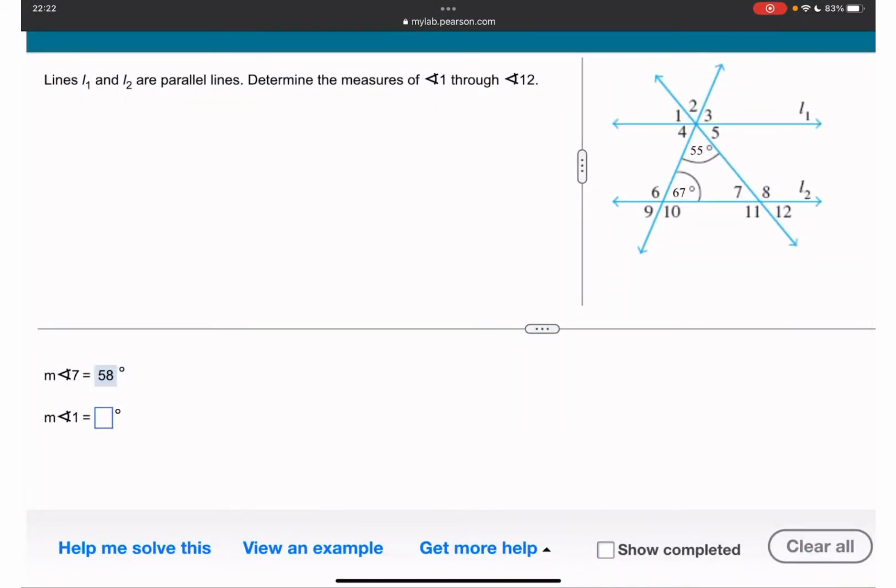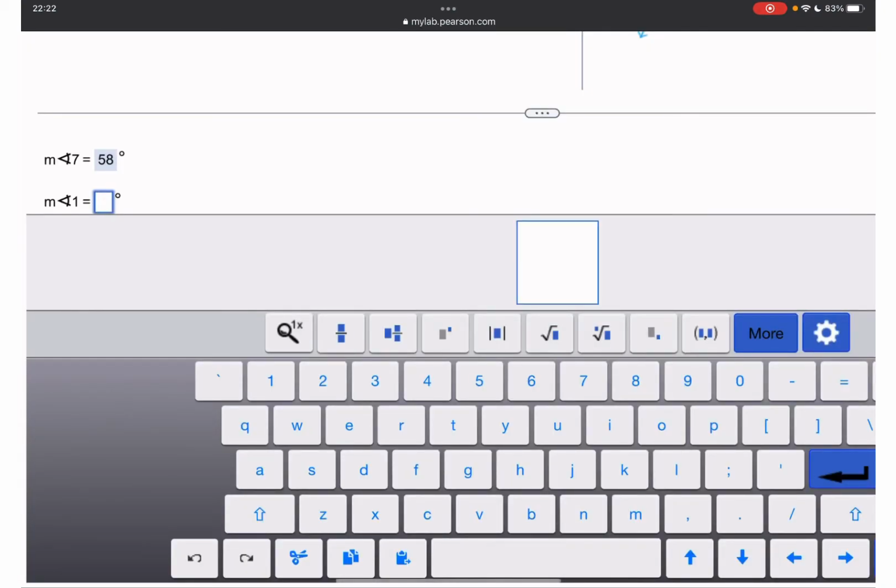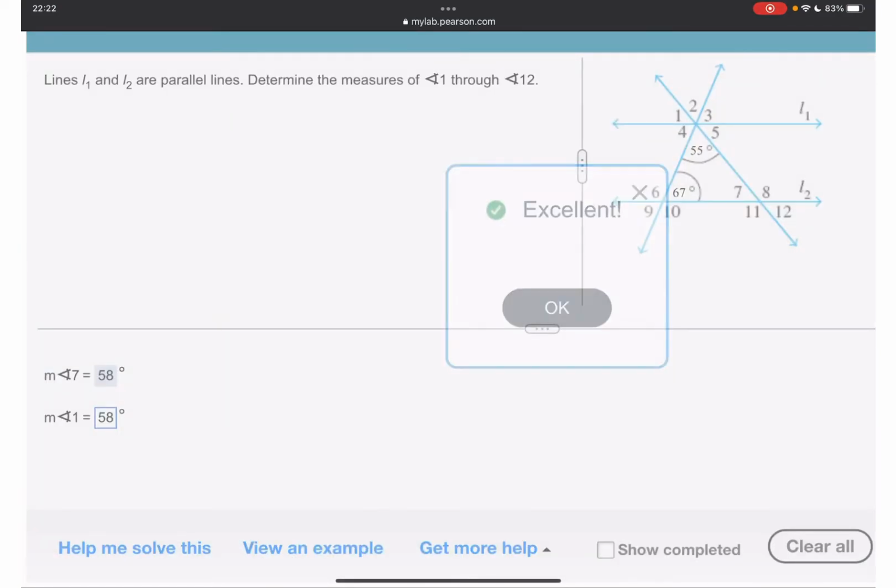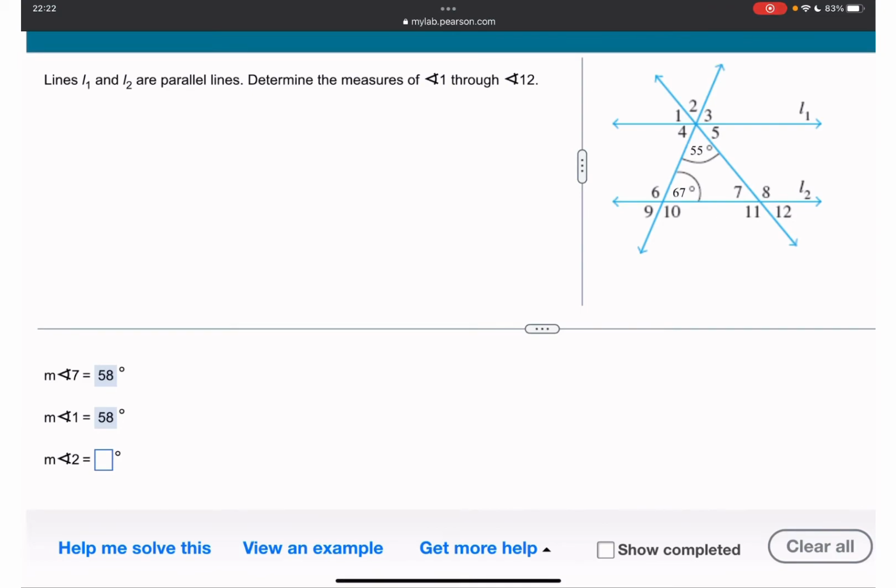Okay, number 7 is 58. I have it there. Number 1 is also 58. Let me type it in. I'm taking from the picture. I took a picture of it. You can also do the same way.